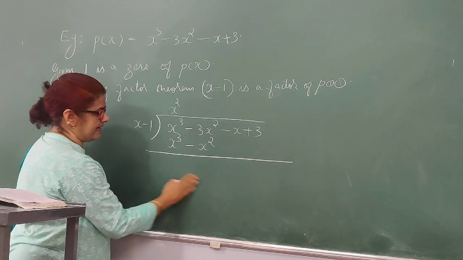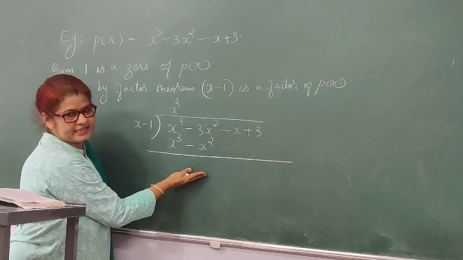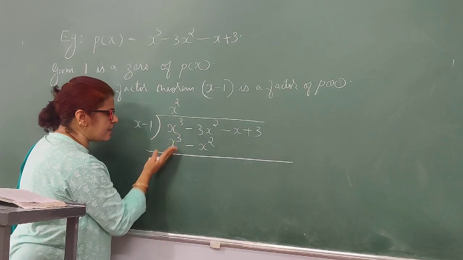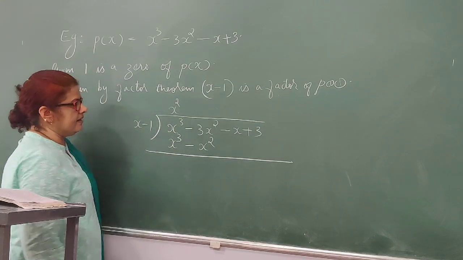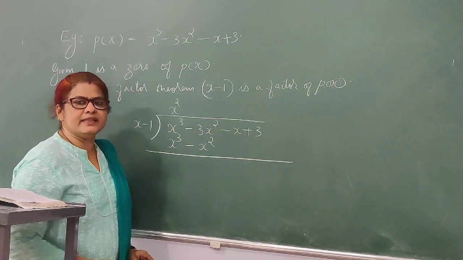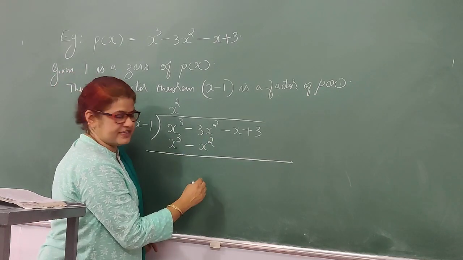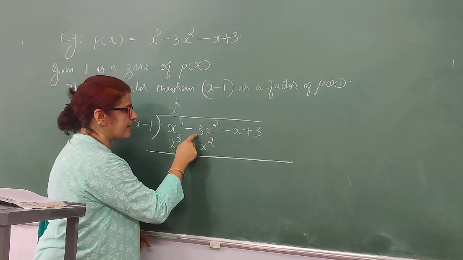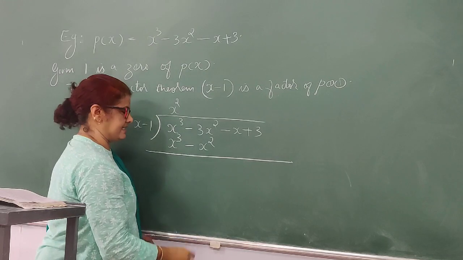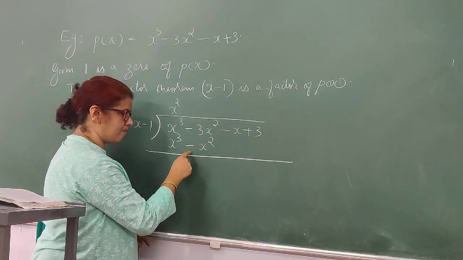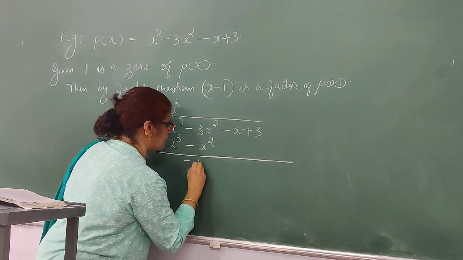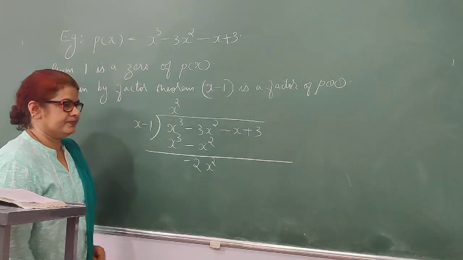Then, as usual in the case of numbers, we do subtraction. The same we have to do here also. x cubed minus x cubed, usually we always get 0. Then here you should be very careful while doing the subtraction of the coefficients. Here the coefficient of x squared is minus 3 and here it is minus 1. And what we do is subtraction. Minus 3 minus minus 1. It will be minus 3 plus 1. It is minus 2. Minus 2x squared.